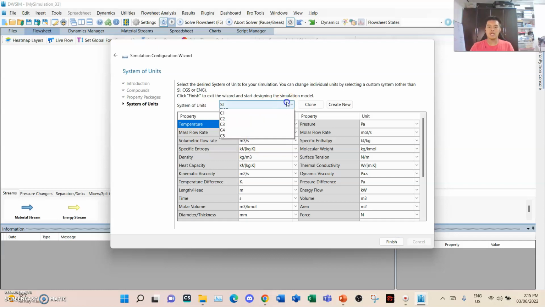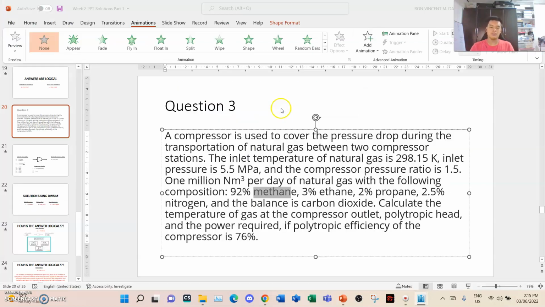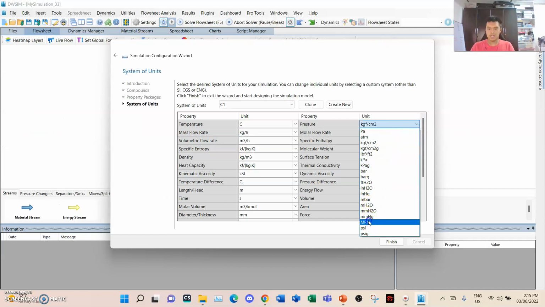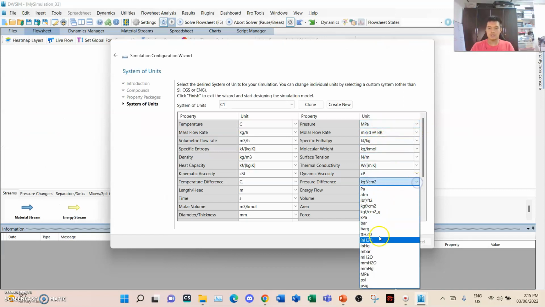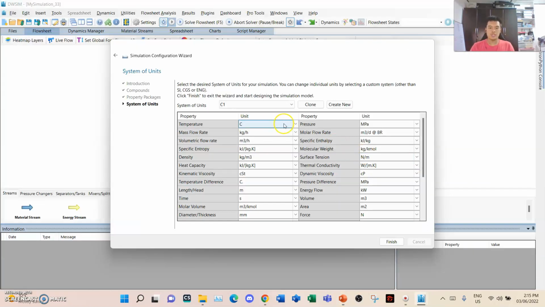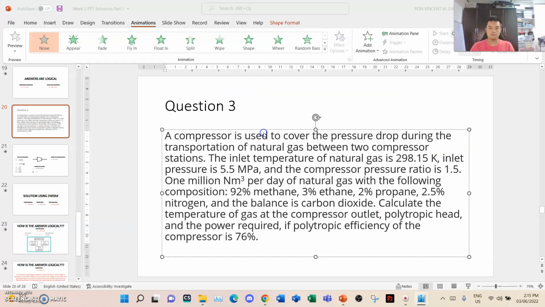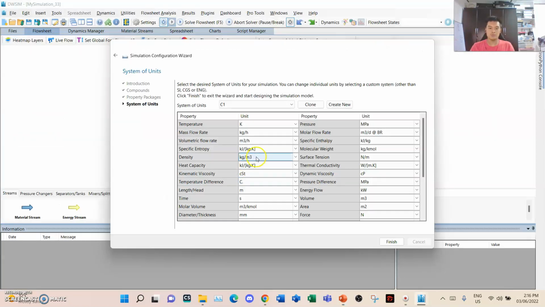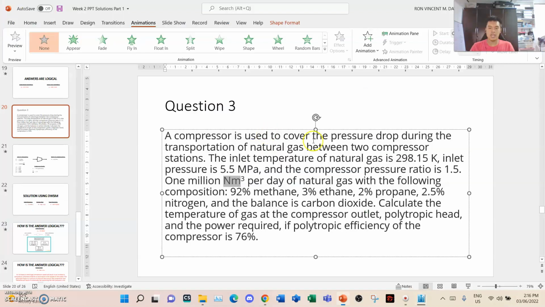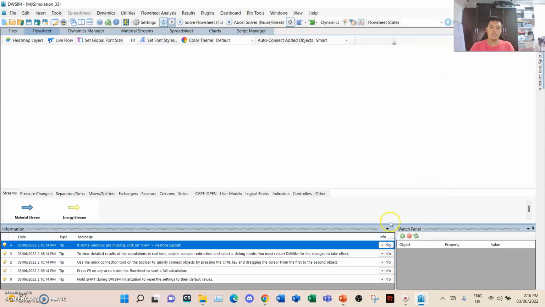Then we need to specify our customizable system of units. Our pressure is megapascal, so we put here MPa, and also our pressure difference in terms of MPa. Then the temperature is in Kelvin, so we'll put here K. Then the volumetric flow rate must be in cubic meters per day, and essentially that is it, and we are ready to simulate the problem.